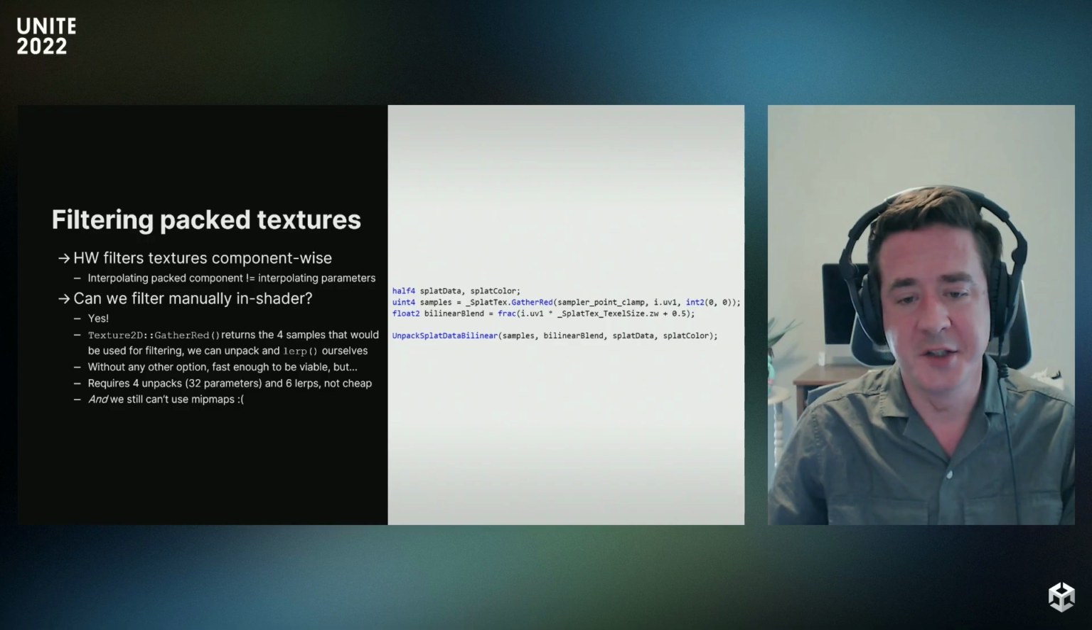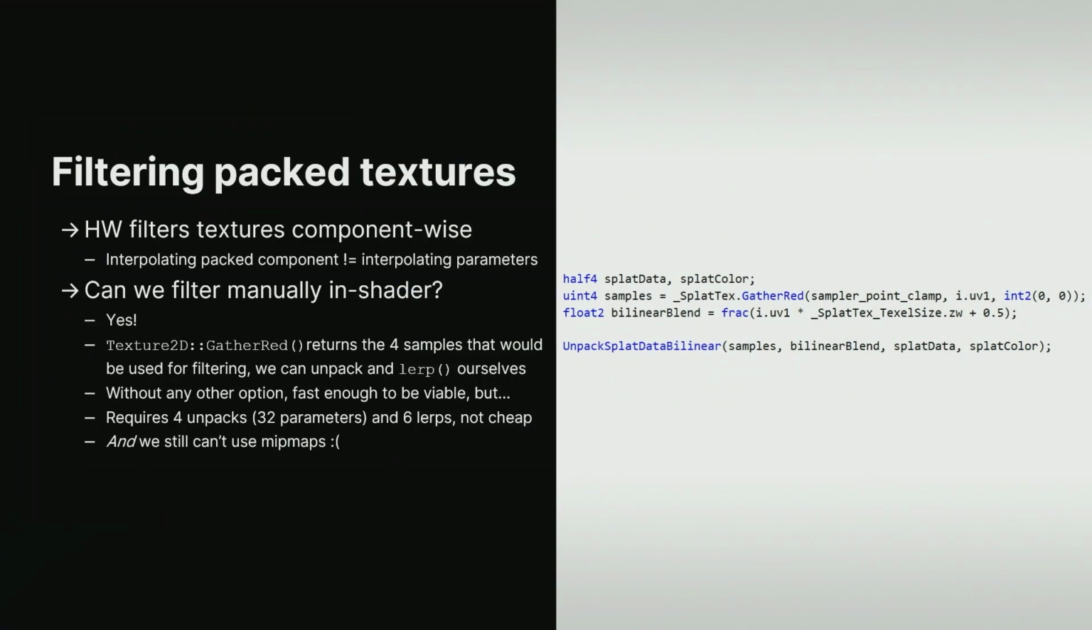So can we filter manually in the shader? And the answer is yes. We can use things like gather red, which will return a vector that has the 4 samples that would be used for bilinear filtering. And then we can just unpack those manually and do the interpolation ourselves. And without any other option, this is definitely fast enough to be viable. It's certainly not cheap, but if you have no other option, this is definitely something that you can do and works. In our case, of course, it requires 4 unpacks, that's 32 parameters, and then 6 interpolations just to get the starting value that we then would use for shading.